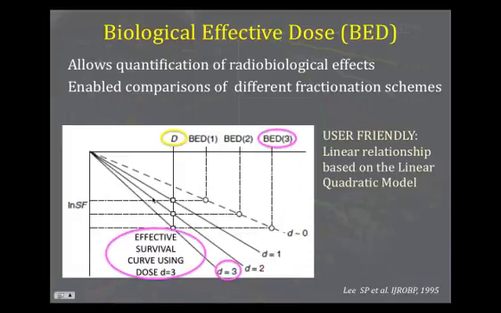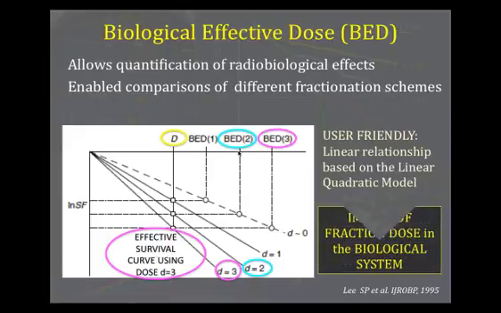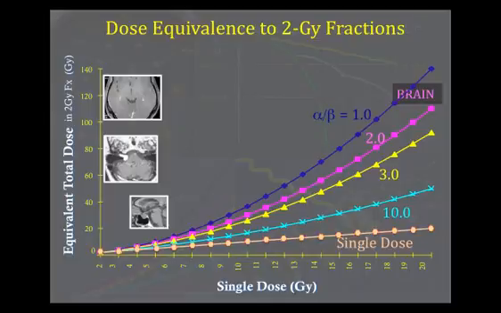So each of these curves reflects the effective survival curve using a given dose of radiation. And as you can see, according to the size of the dose per fraction, you have a different biological equivalent dose. So for this size of fraction, dose of radiation delivered in one fraction of radiation, you have more or less biological effect. And that chart is actually showing us the impact of the fraction size or the fraction dose on the biological systems.